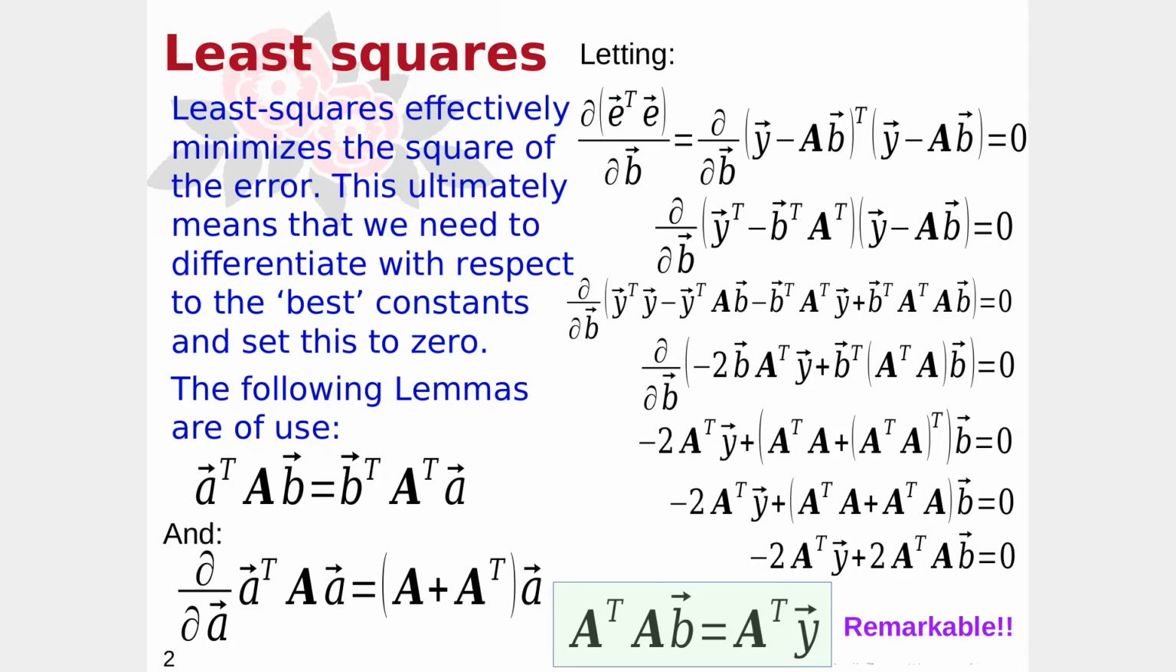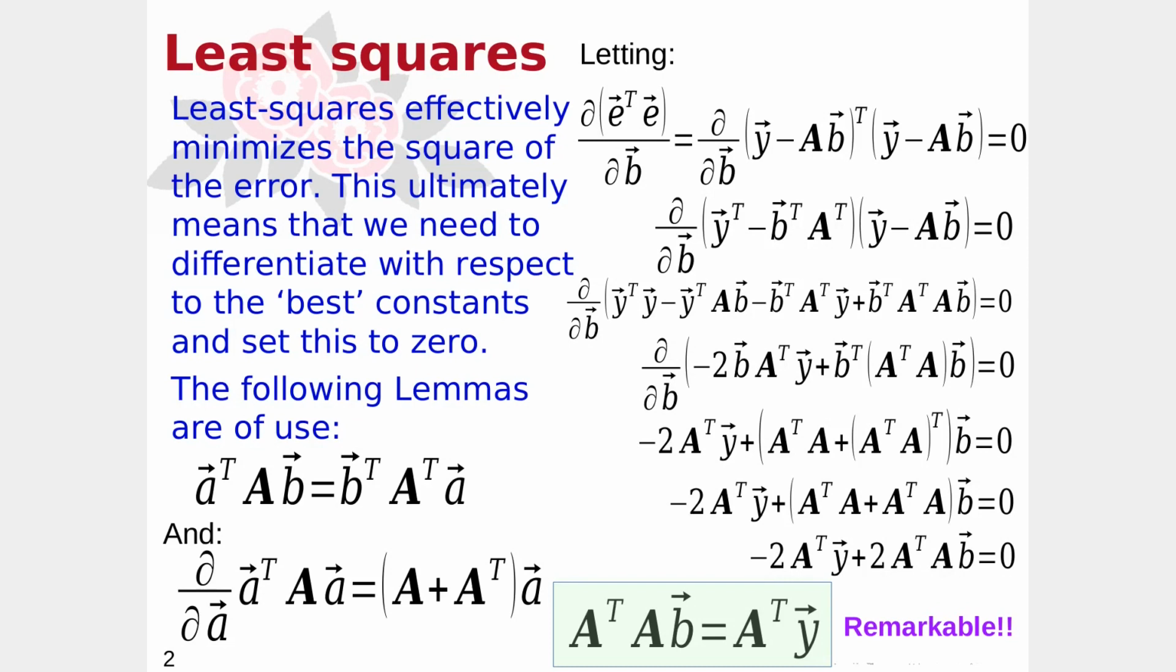So the least squares procedure effectively minimizes the square of the errors. The error is defined as the actual measured value minus the model value, in this case A, the matrix A multiplied by the vector b. We assume here that the errors are column vectors computed from each value of y minus A, the matrix A multiplied by b.